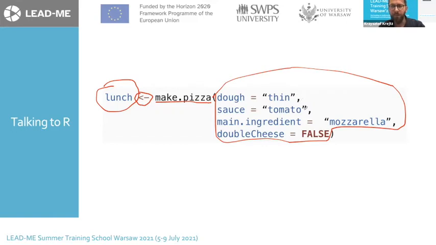After comma comes another argument, sauce, I want to have tomato, and after comma comes another argument, main ingredient, I want to have it equal to mozzarella. And another comma, double cheese, no, I don't want it. I just want a regular cheese, that's okay. So I set it as false. There are arguments which are true or false sometimes, and the true, it's always written in capital letters. So false means don't do double cheese for me.